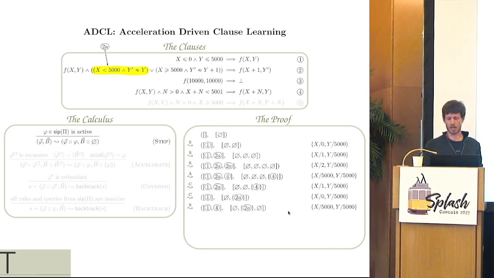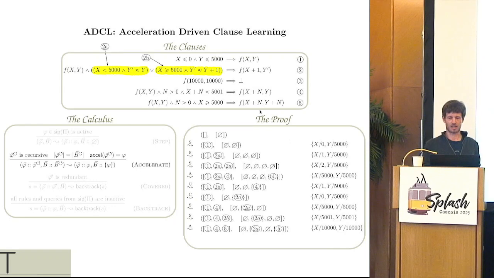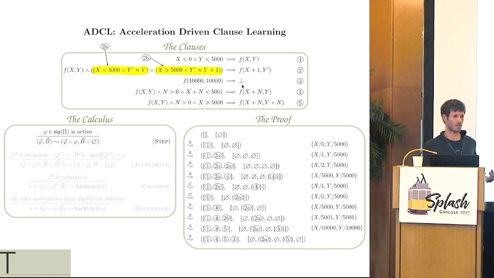Okay, so at this point we are in a state like x is 5,000 and y is 5,000, so we can use the second implicant of our clause number 2, which is implicant 2b. And it increments x and y by 1. And now we can use acceleration again, because clause 2b is recursive, and learn our second accelerated clause, clause number 5, which we've seen before as well. In this way, we can simulate arbitrarily many steps with clause 2b at once, and finally apply our query, clause number 3, to derive a contradiction. And now we've successfully proven unsatisfiability of our CHCs.